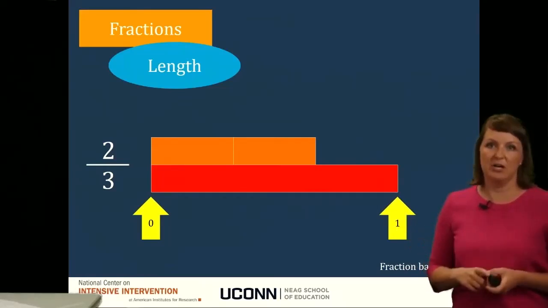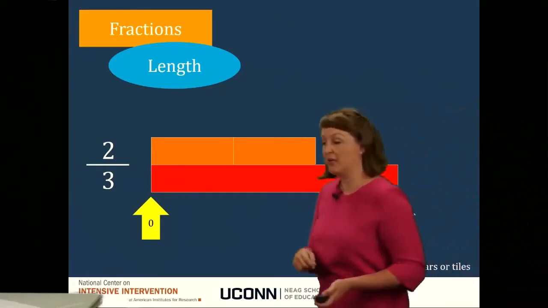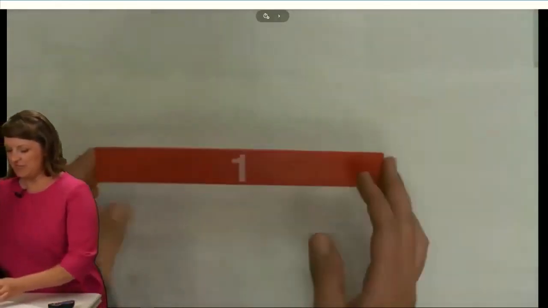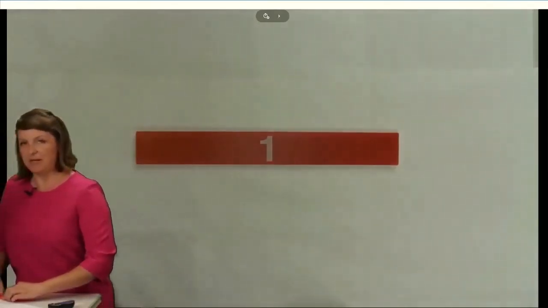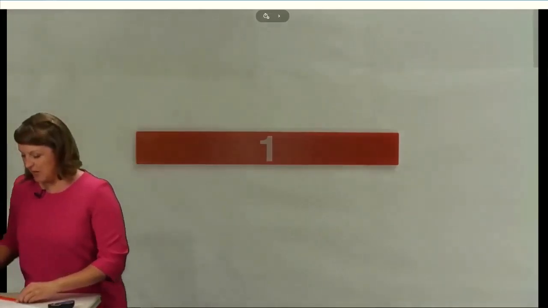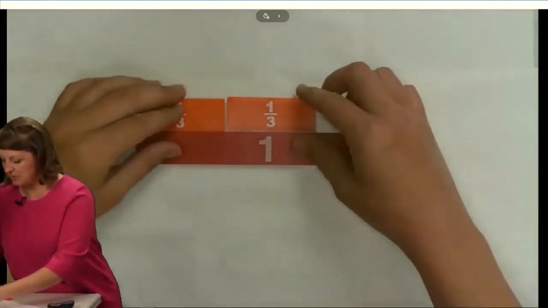I'm now going to move over here and show you what it's going to look like with the concrete. So here I have my whole. I'm going to do the same fraction, 2/3. I'm going to show my whole right there. And I understand that that whole has a denominator and it's broken into 3 equal parts. So I'm going to show those 3 parts.